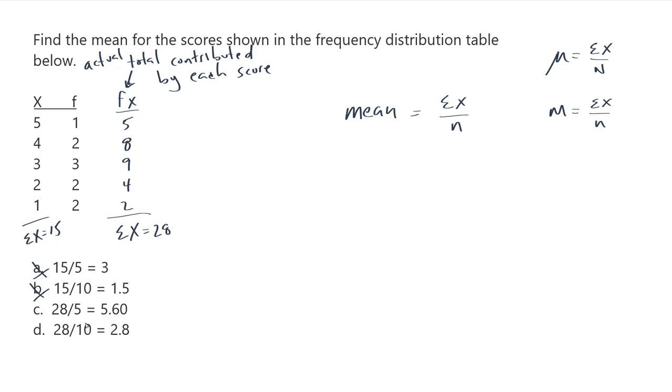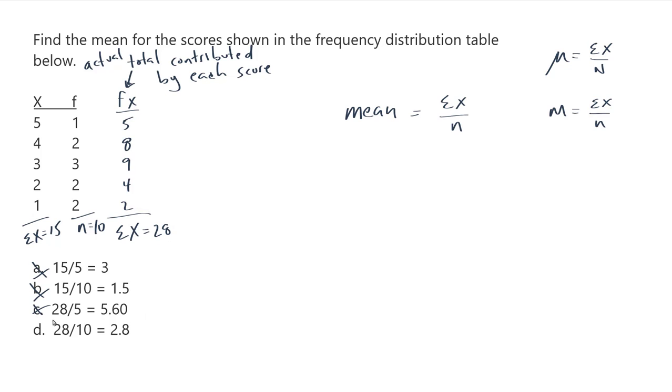How many scores do I actually have? Well, I have 1, 2, 3, 4, 5 different values, but again, remember, there are 3 3s and there's 2 4s and so on. So I need to add up my frequencies to get n. And so 1 plus 2, that makes 3, plus another 3 makes 6, plus another 2 and another 2, that's going to give me a total of 10 scores.